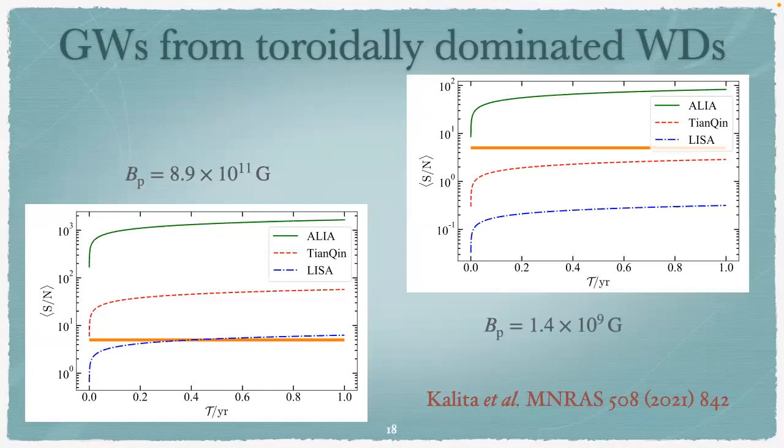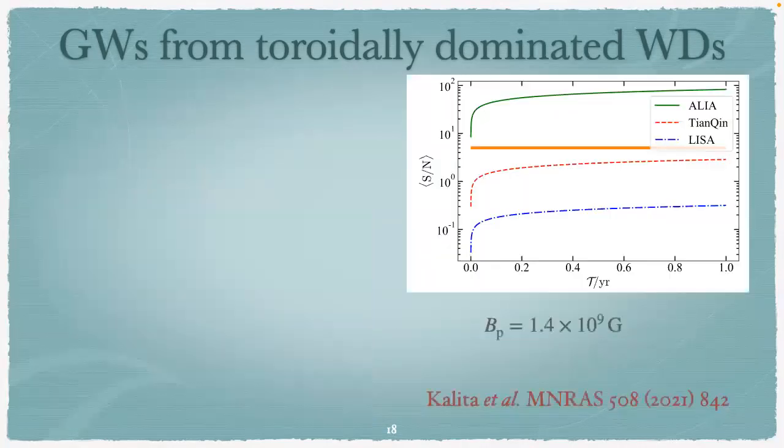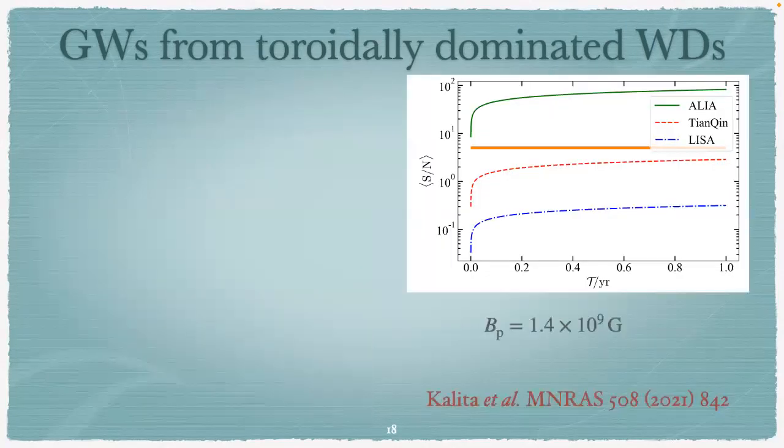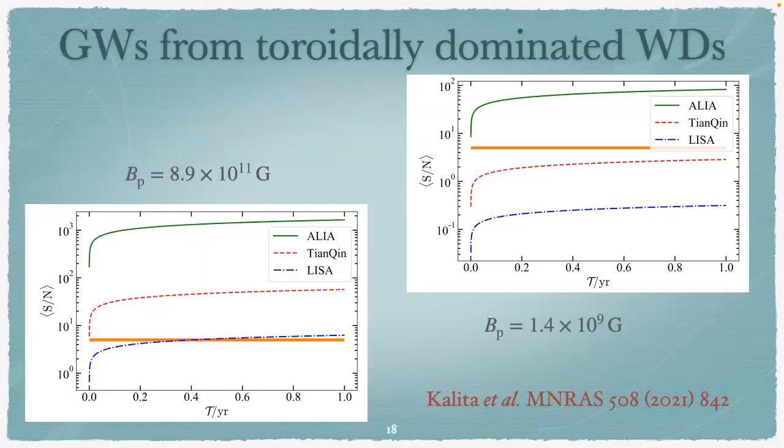Sorry. But if it's a toroidal magnetic field, you can show that even BBO DECIGO, if you remember in my earlier slide, BBO DECIGO is much above, so it can immediately detect. But these three detectors are down, and anything above this orange line can be detected. Here, even this detector can detect, but not Lisa. But if its magnetic field is higher, as I showed last time, roughly 10^14 Gauss, if that magnetic field is allowed, then even Lisa can detect that white dwarf.